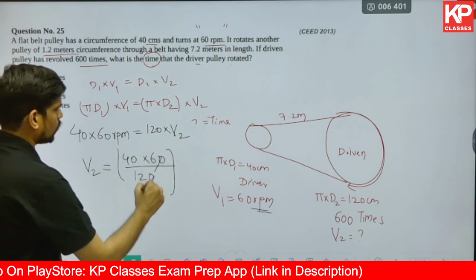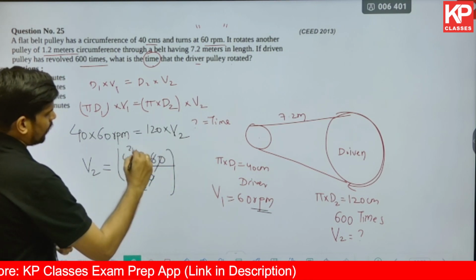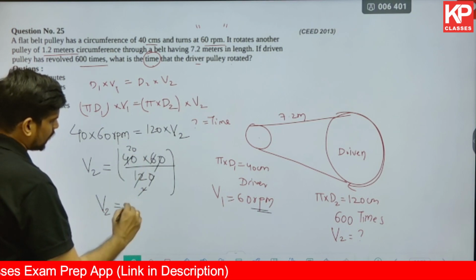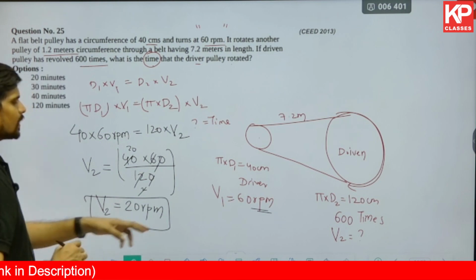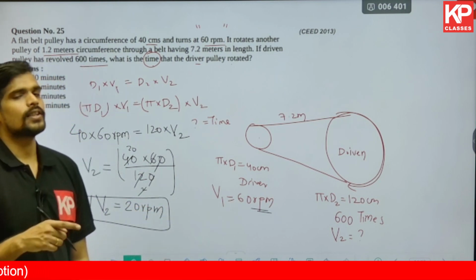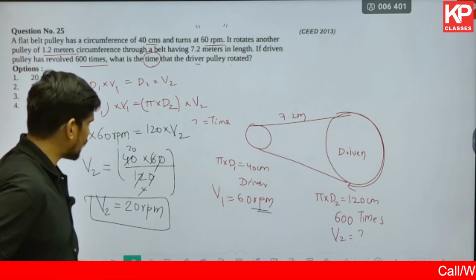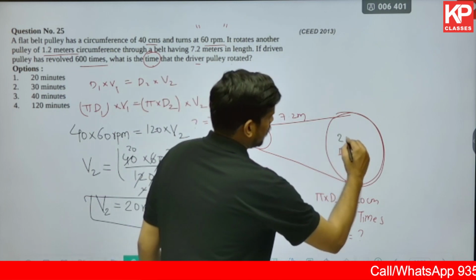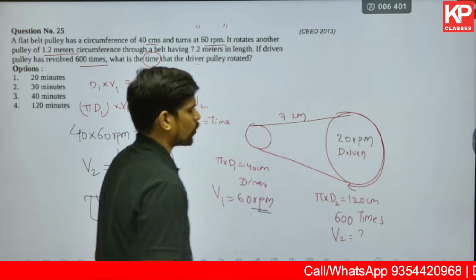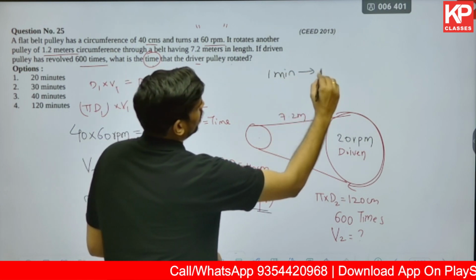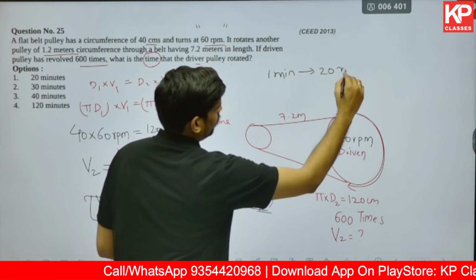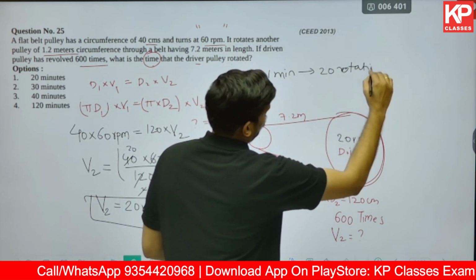How much is that coming out to be? 20. So the rotational velocity of the second disc is 20 rpm. I told you already, the smaller disc will have a higher rpm, larger disc will have a smaller rpm because of its increased diameter. So this is having 20 rpm, 20 revolutions per minute. So basically what is the meaning of it? In 1 minute it is rotating 20 times, 20 rotations.